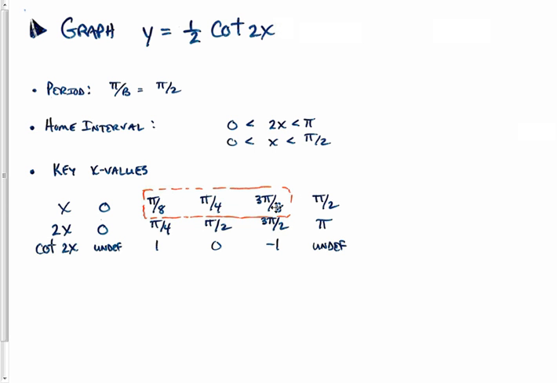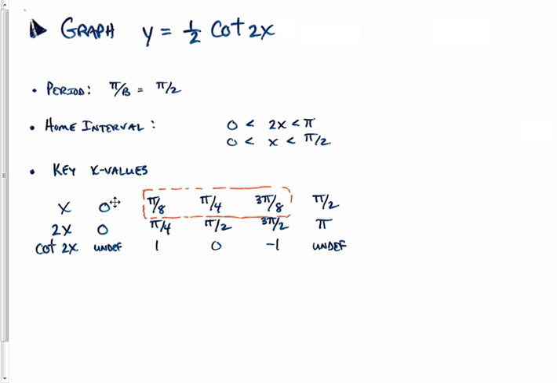This might be the most challenging part of the problem for us, to figure out these 3 points. Now I'm calculating y, but a little at a time. So to calculate y, I need to know the cotangent of 2x, and then I'll take half of that. But I guess I need to know what 2x is before I can calculate the cotangent of 2x.